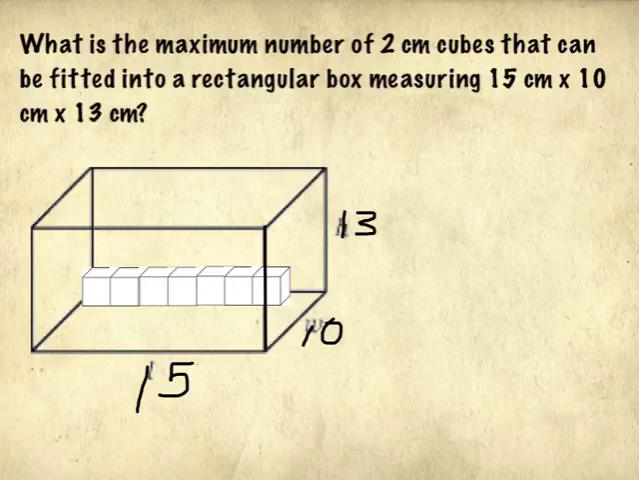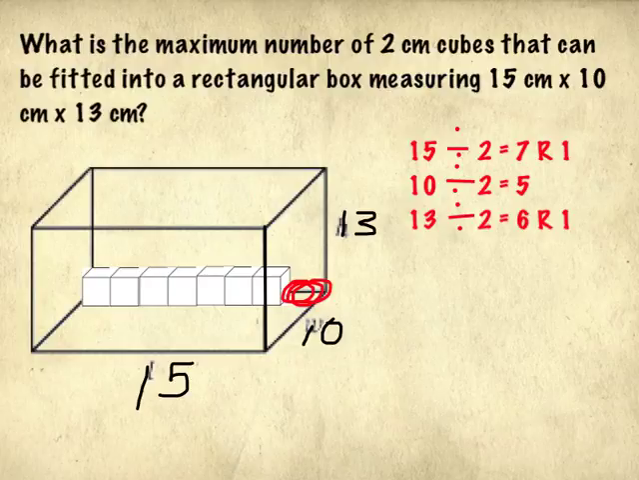So as you can see, I've drawn my box. It's 15 centimeters by 10 centimeters by 13 centimeters, and I've drawn some 2 centimeter cubes. 1, 2, 3, 4, 5, 6, 7 cubes are going to fit in here because 7 times 2 is 14. If I put another cube in, that would be 16. That's too much. So I have 1 centimeter space left over here.